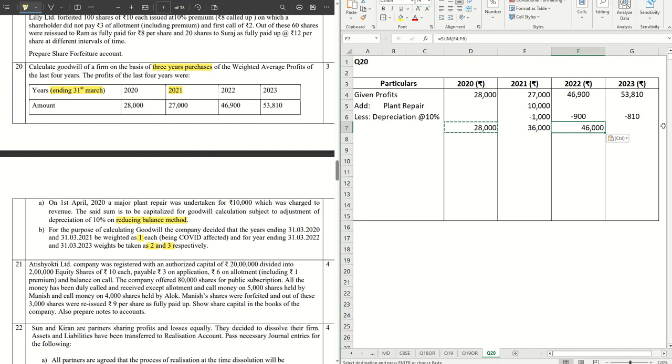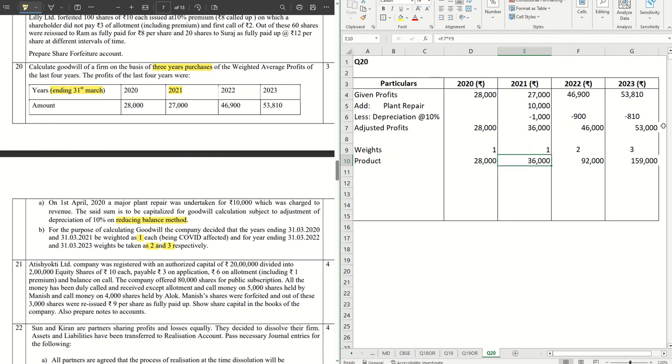We get our adjusted profits here. These are our adjusted profits. Now we have to apply the weights to it that we have been given in the question. For the first year 1, for the second year 1 as well, for the third year 2, and for the fourth year 3. Now we have to calculate the product. The product is nothing but the multiplication of the adjusted profit and the respective weights.